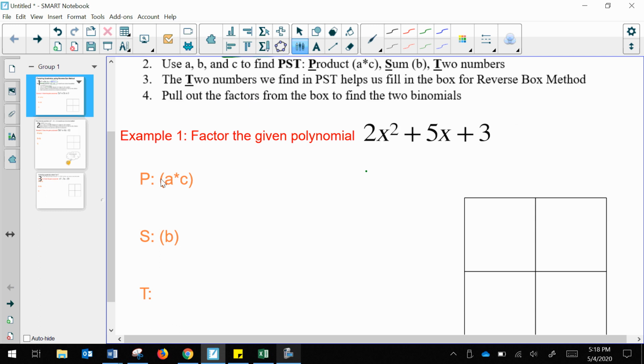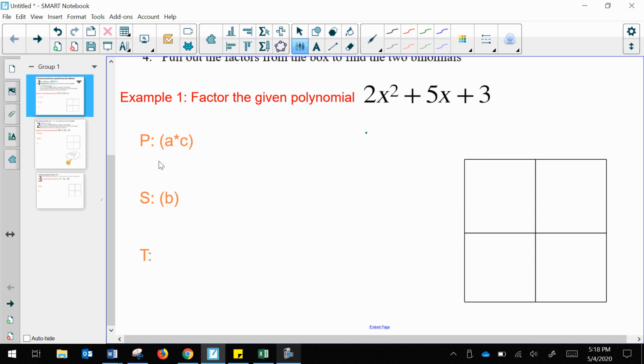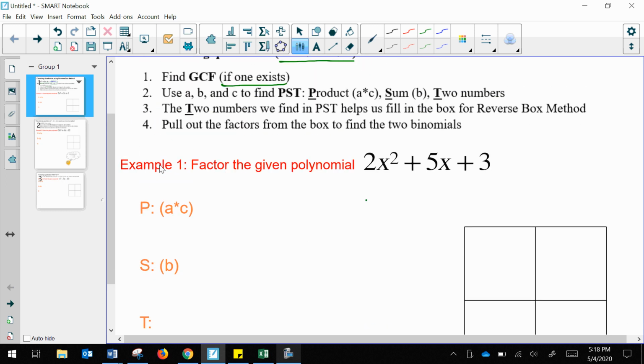Example 1 is 2x squared plus 5x plus 3. So to find our product, we need a times c. We're going to look at this 2 for our a and 3 for our c. We have 2 times 3, which equals 6. And then our b, we're just looking at that plus 5. It's our coefficient in front of our x, or our second term. So we have 5.